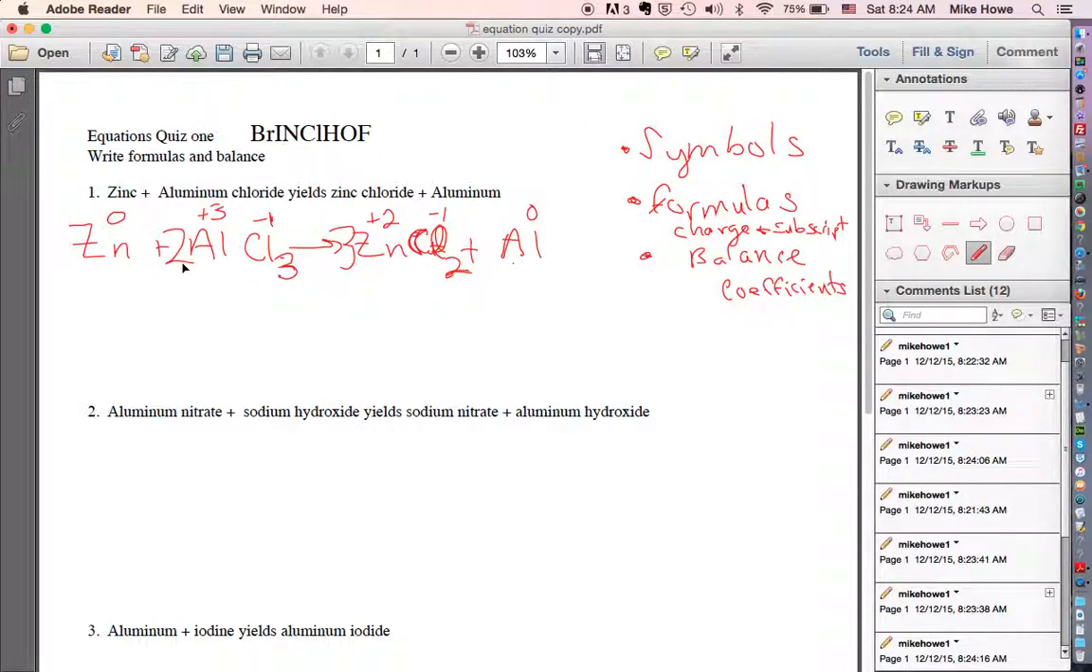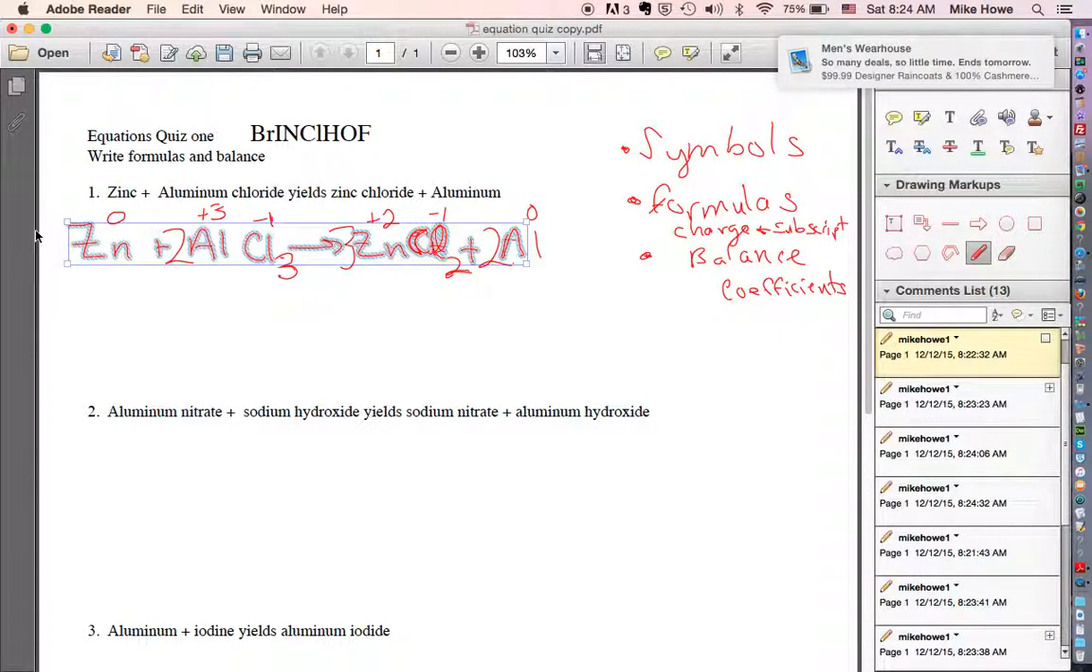When I put that 2 there, there was also a side effect of making 2 aluminums. So I have to put a 2 in front of the aluminum on this side. And when I put the 3 over here, I had a side effect of making 3 zincs. So over here, I need to account for that by putting a 3 in front of the zinc.